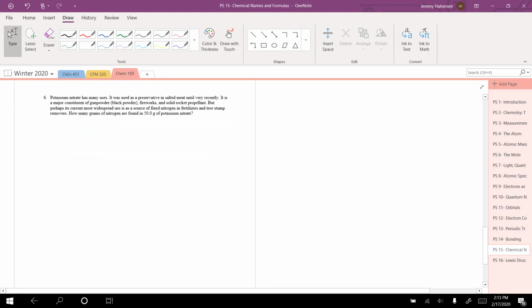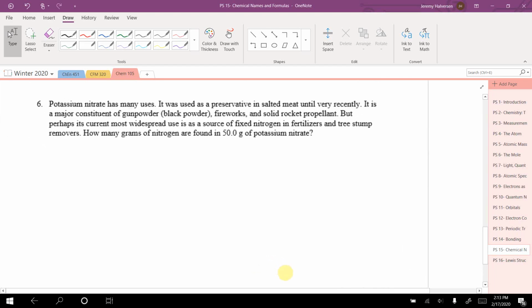All right, last one. Potassium nitrate has many uses. It was used as a preservative in salted meat until very recently. It is a major constituent of gunpowder, fireworks, solid rocket propellant, but perhaps its current most widespread use is a source of fixed nitrogen in fertilizer and tree stump removers. How many grams of nitrogen are found in 50 grams of potassium nitrate? That's the real question. Hopefully potassium nitrate is going to be KNO3.